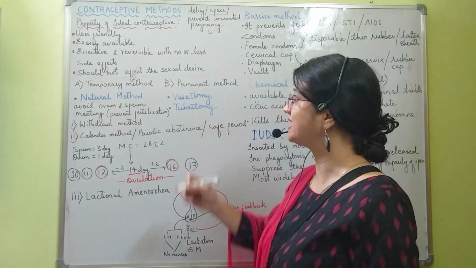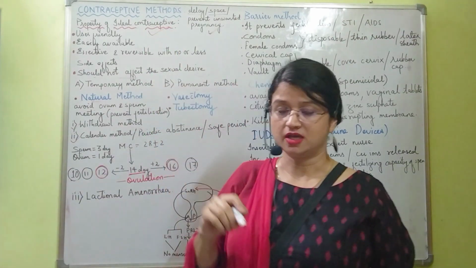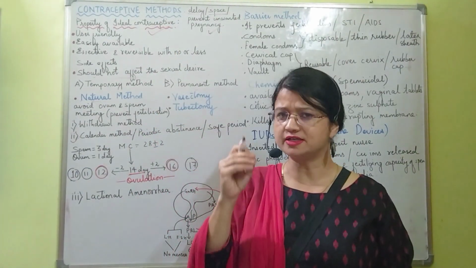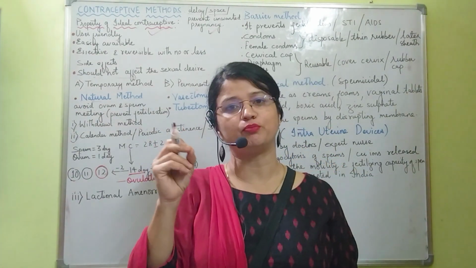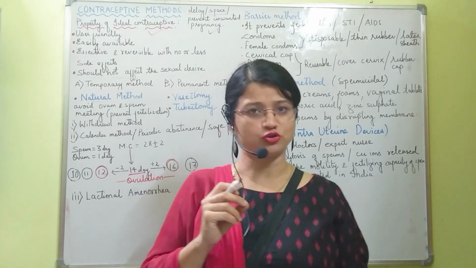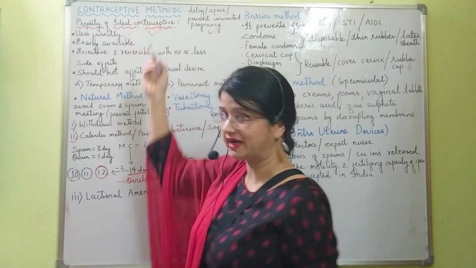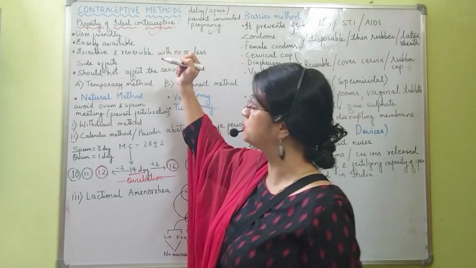Next important thing is, what are the properties of an ideal contraceptive? There are 4 important properties given in NCERT, and it is very important. Many times it has been asked to write down the important properties of an ideal contraceptive. So just remember, first of all, it should be user friendly. The person who is using it should find it friendly.